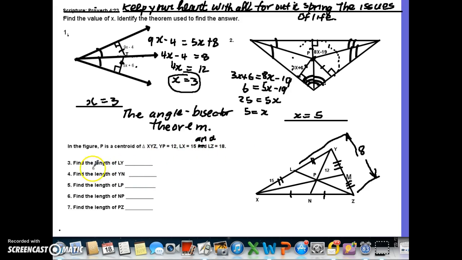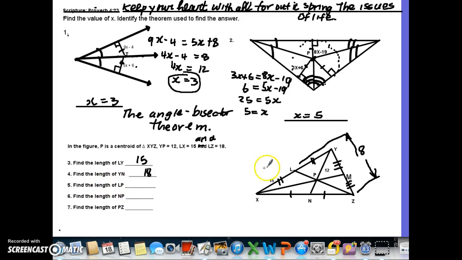And now, let's find these lengths. Find the length of LY. LY from L to Y is going to be the same as from L to Z, so that will be 15. Distance from Y to N. And here's what I told you about the median. The longer segment of the median, namely from Y to P, is going to be twice the shorter segment. So if this is 12, then PN must be 6. So 12 plus 6, that would be 18 for YN.